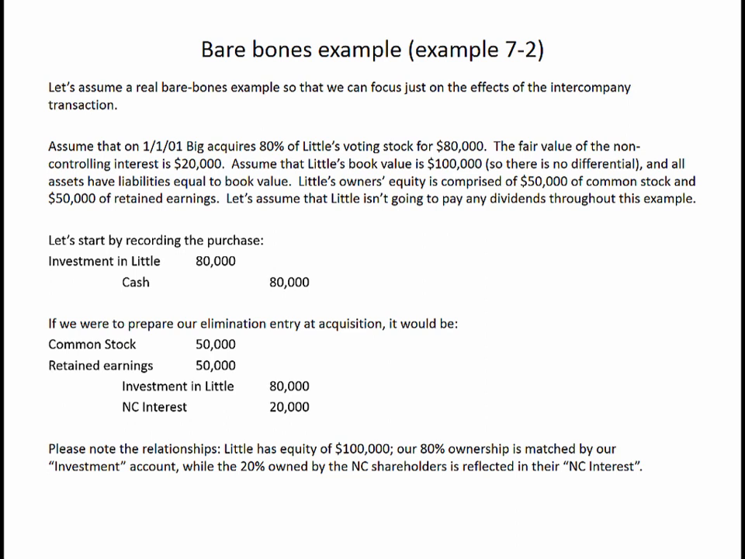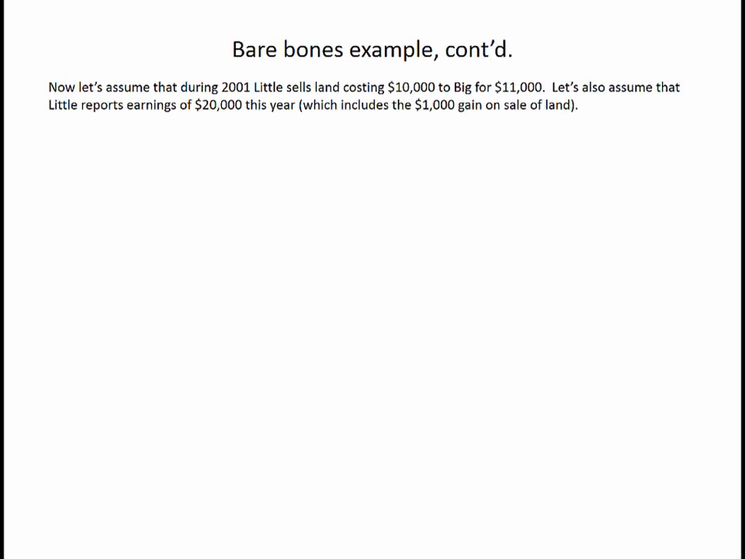their $20,000 non-controlling interest. Now let's assume that during 2001, Little sells land costing $10,000 to Big for $11,000. There's going to be a $1,000 gain on the sale of land. Let's also assume that Little reports earnings of $20,000 this year, which includes the $1,000 gain on sale.